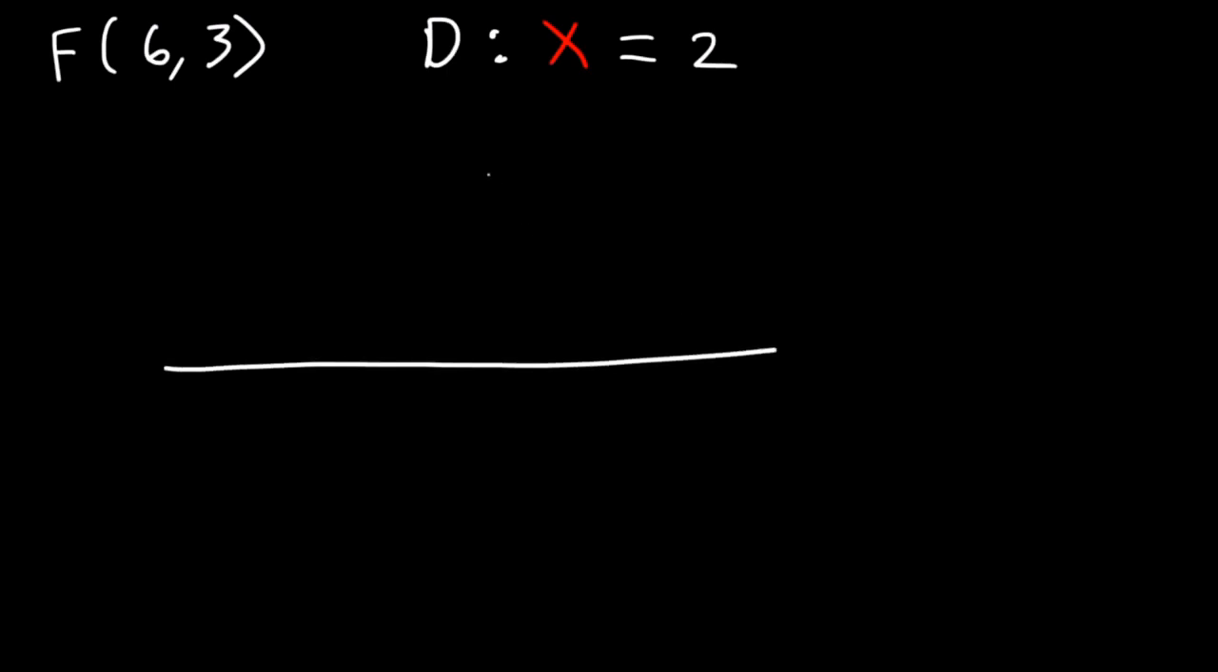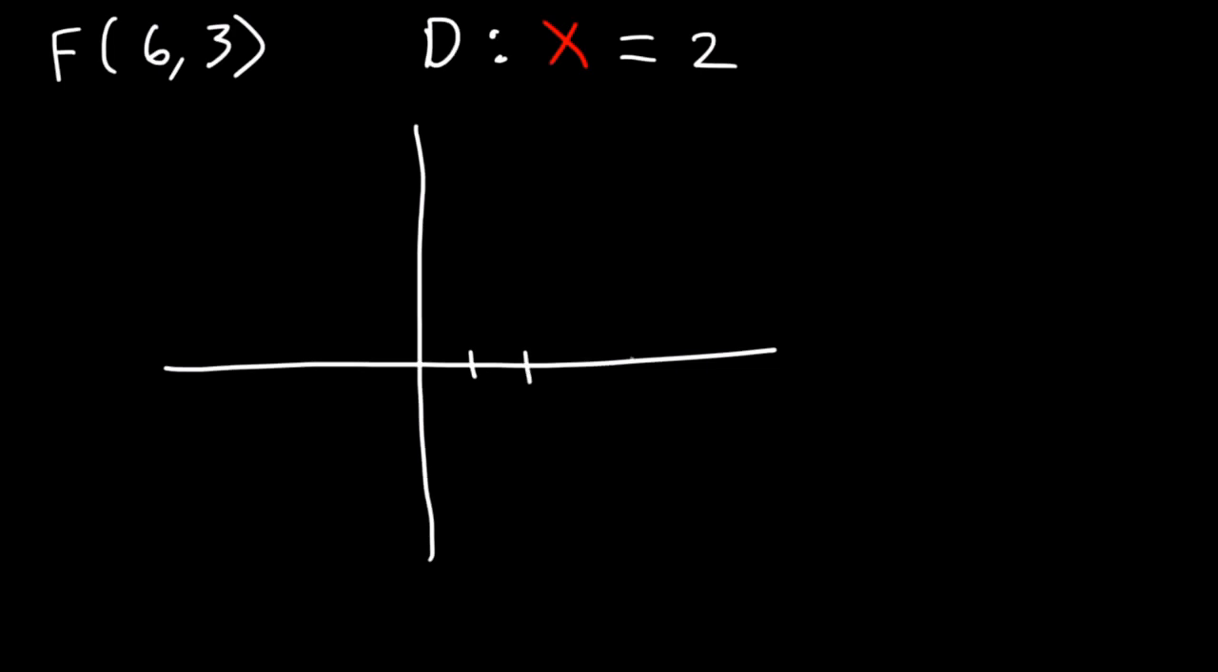In this example, we're given the focus, which is 6, 3, and also the equation of the directrix, which we're going to say is x is equal to 2. With this information, draw a rough sketch of the curve and write the equation in standard form. So let's first draw what we have.